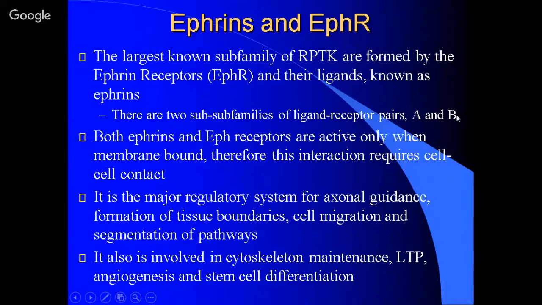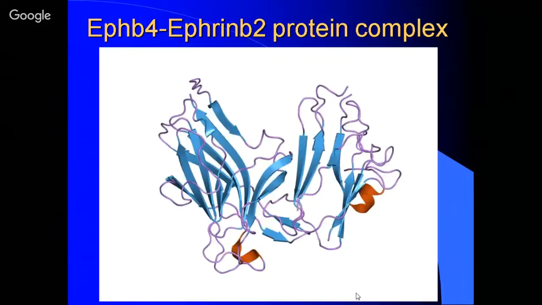There are a couple of subfamilies, A and B. Both the efferents and the efferent receptors are active only when membrane bound. So they require cell-cell contact, all right? They are the major regulatory system for axonal guidance, formation of tissue boundaries, cell migration, segmentation of pathways. What makes the nervous system is accomplished through the efferent receptor system of receptor protein tyrosine kinase. It's like, oh my God, this is not a small thing, okay? And underlying all of it, the cytoskeleton, the maintenance of the system, long-term potentiation, angiogenesis, stem cell differentiation, all being done through the tyrosine kinase system.